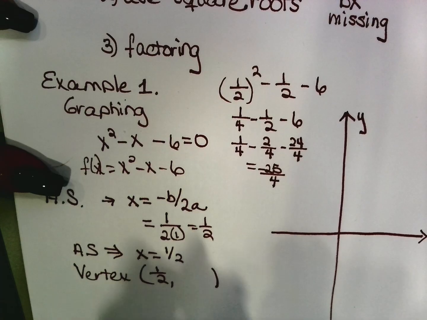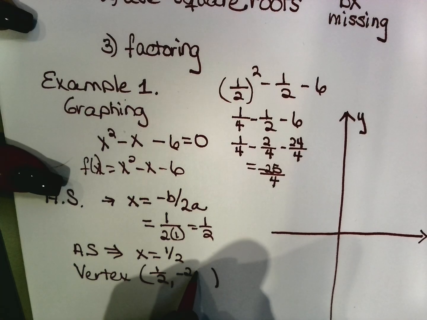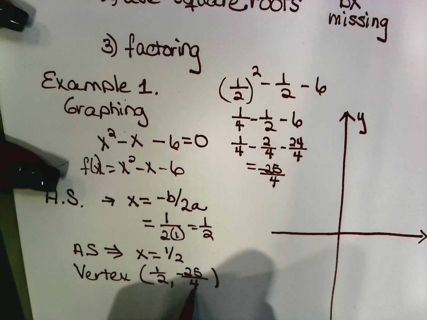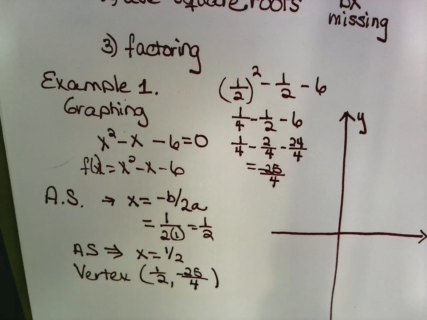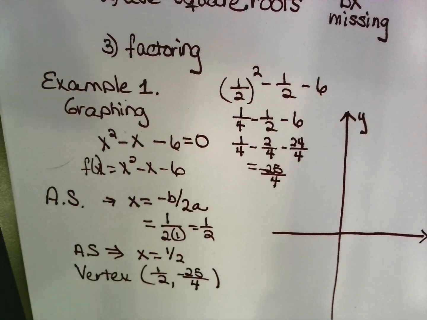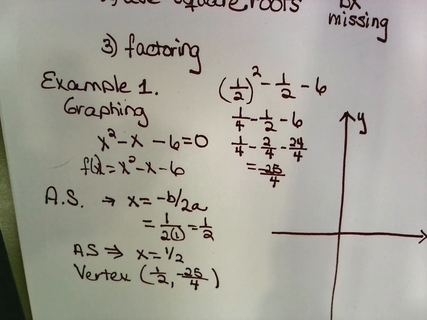All right, so my vertex is at 1/2, negative 25 over 4. Okay, so let's go ahead and graph this.